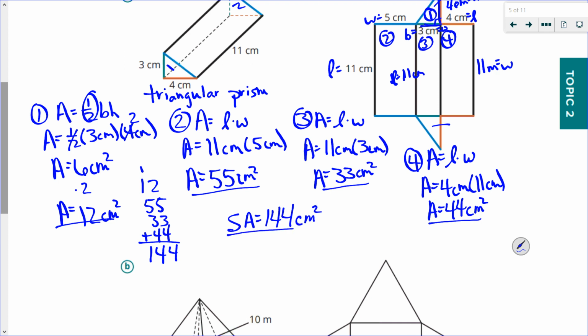Please, please, please do not forget your units. If all I put is 144, you just failed because that's minus 1/2. You have to have the units. So my total surface area for this prism is 144 centimeters squared.